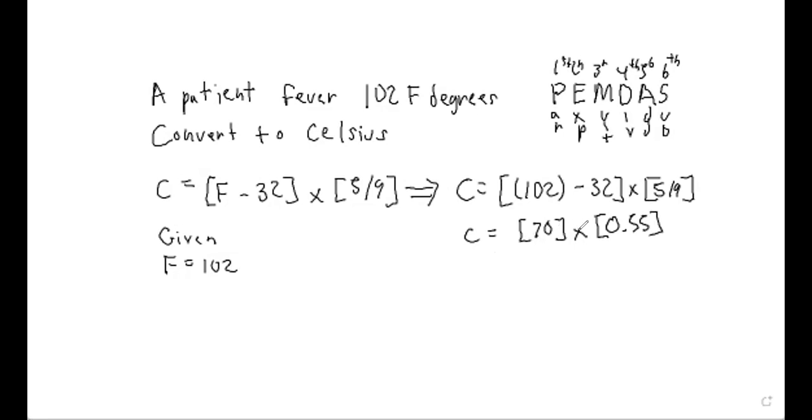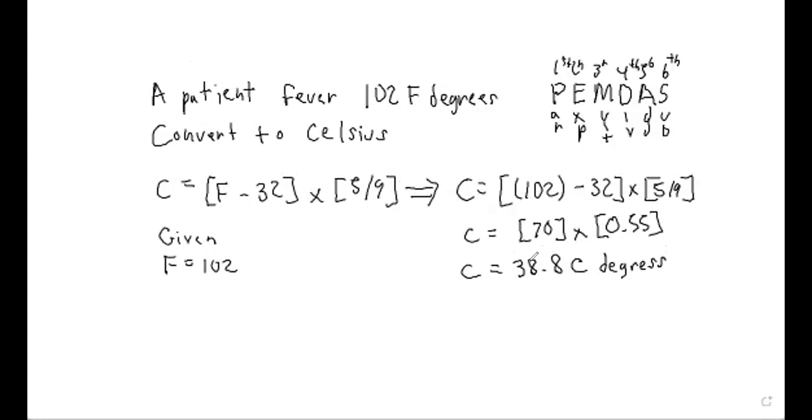right? And then we go ahead and do the multiplication, right? So C equals 70 times 0.55, and that gives us about 38.8. This is now degrees Celsius, right? Celsius degrees. Right, and that's how we would do this problem.